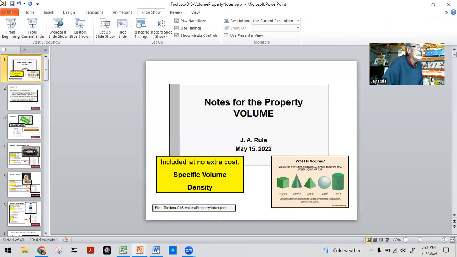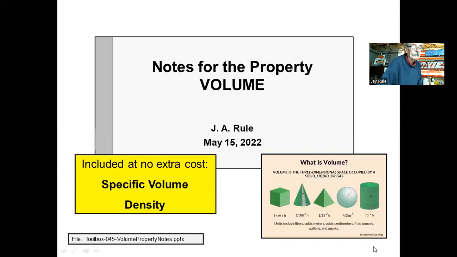Bear with me a second. Normally I'm a little faster, but okay, so this is the module for the property volume.